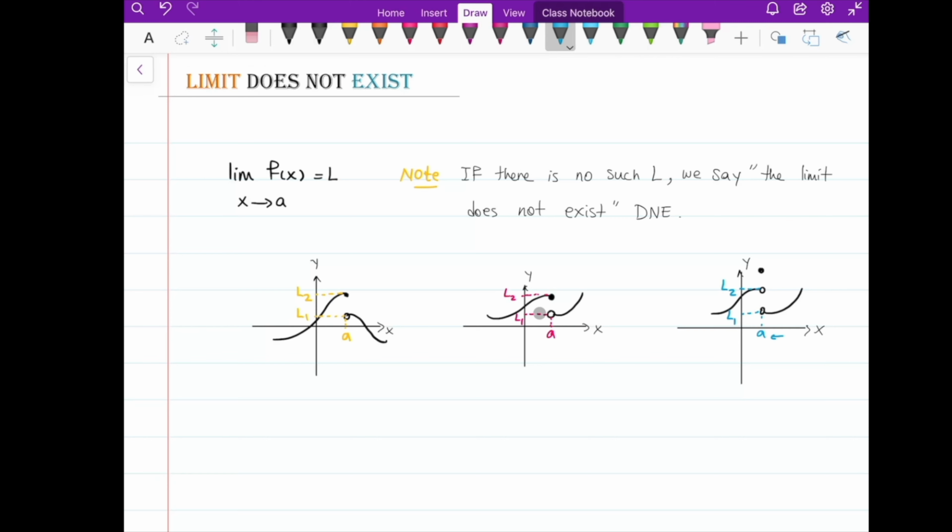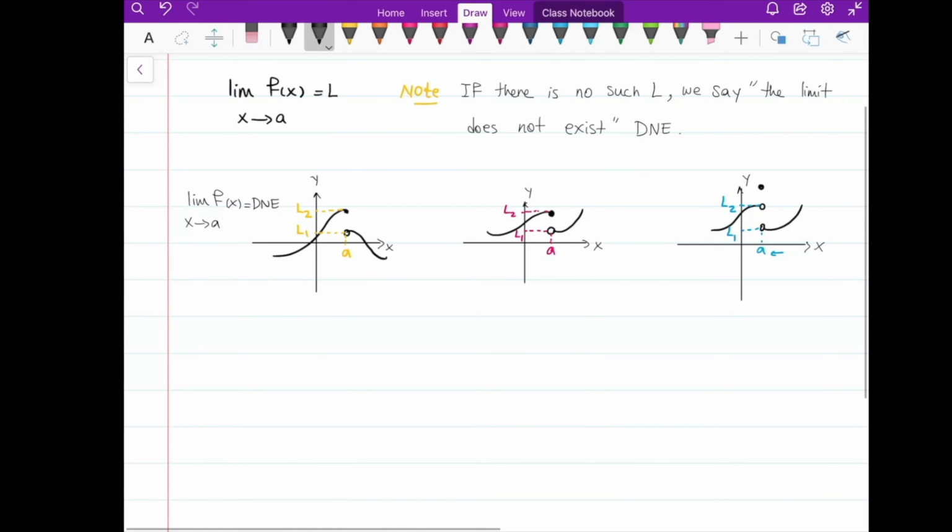So in all of these situations, we can say that the limit of f of x as x approaches A does not exist, because we don't have just one L. In every one of these situations, we have two L's. Okay, so that's why we say that the limit here does not exist. Because when x approaches A from the right, we get one number. When x approaches A from the left, we get another number. So no such unique L exists. So that's why the limit does not exist.